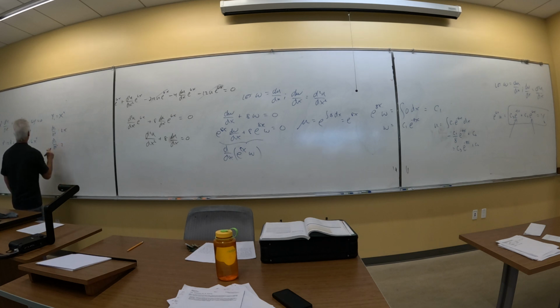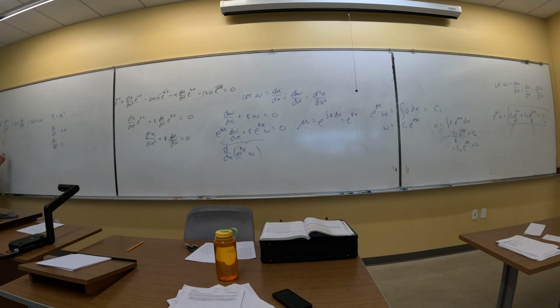Okay. Now let's do a quick double check here. All right, so I don't know why I even thought to check the answer. Okay, 2 plus 2x times 2x minus 6 times x squared. 2x squared plus 4x squared minus 6x squared, does that equal 0? Yeah, okay.